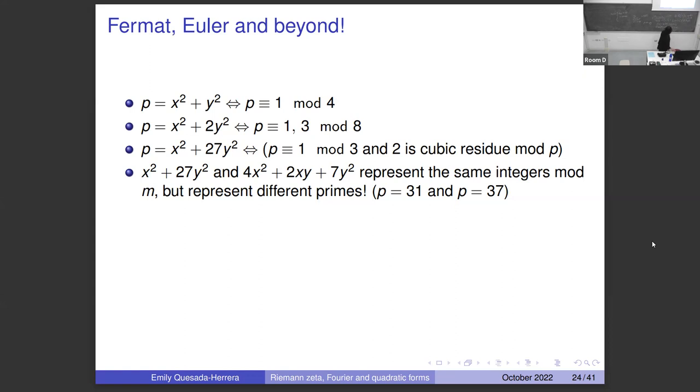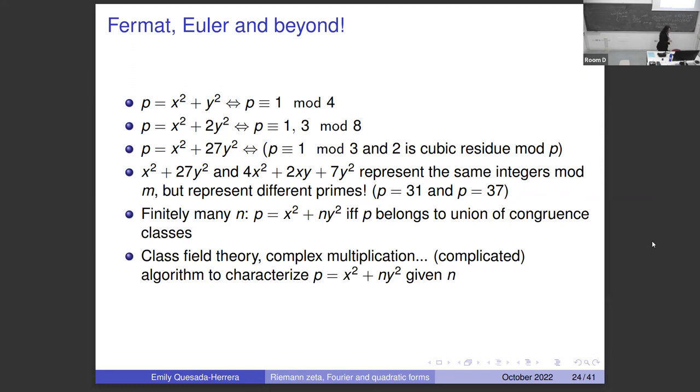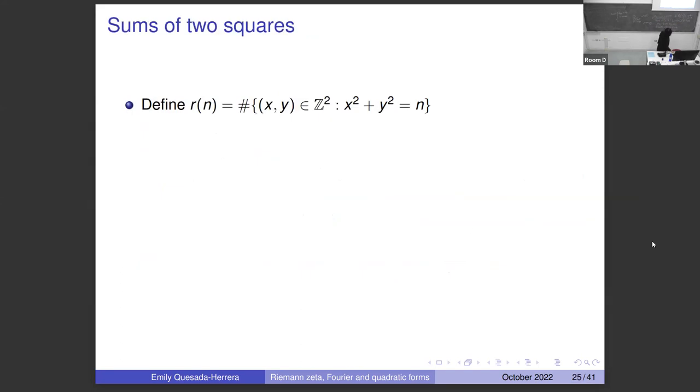And now we know that this follows from some very deep results of class field theory and complex multiplication. There is an algorithm such that given any n, we can characterize all the primes of this form. But the algorithm is a bit complicated to carry out in practice. So to answer some questions about these primes, we need to use different tools. So let's go back to the case of sums of two squares.